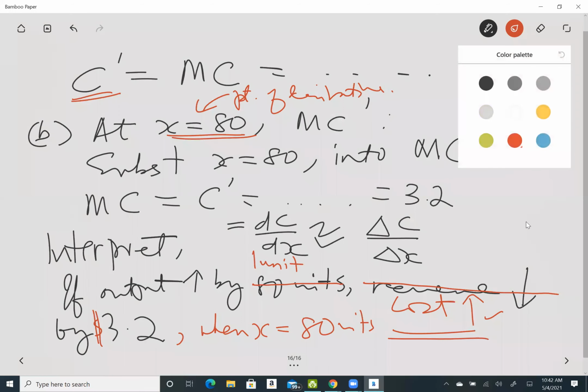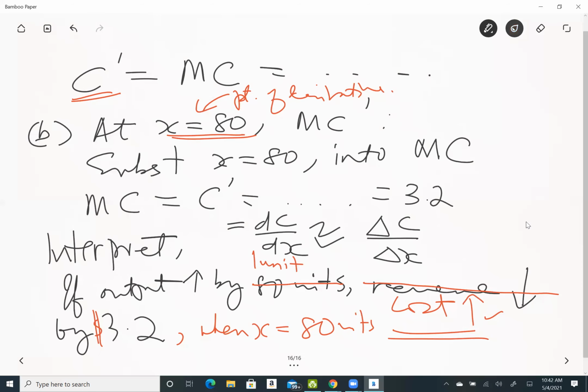So we can make it more specific. You can use the word blender. If production of blender increases by 1 unit, then the cost will increase by $3.2, given X equals 80 units. Okay, any question? By now I think we should get this correct already.